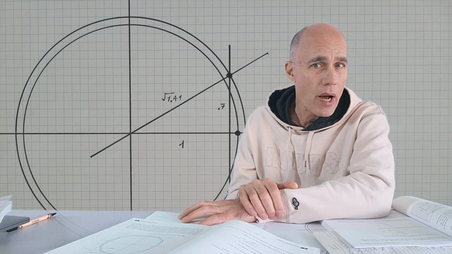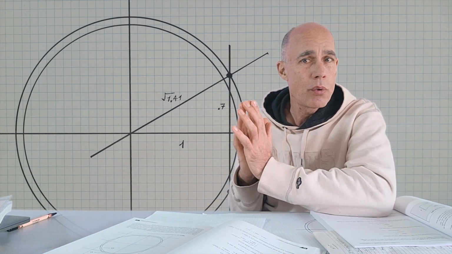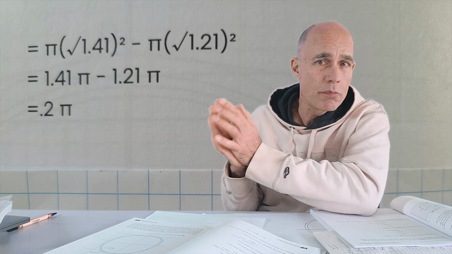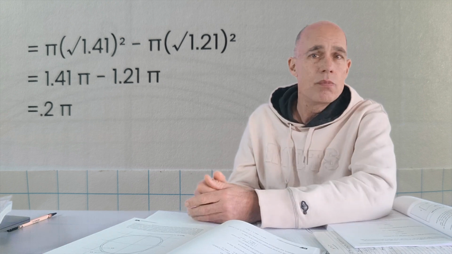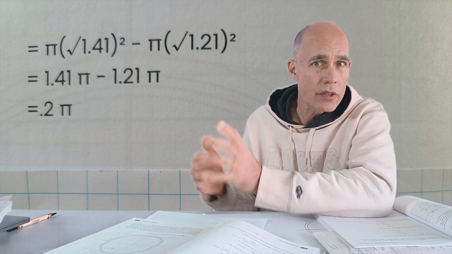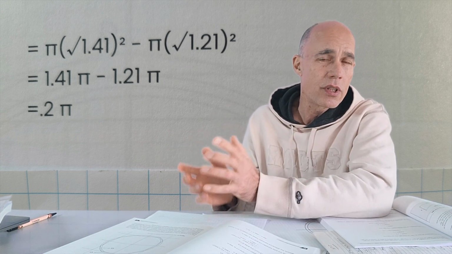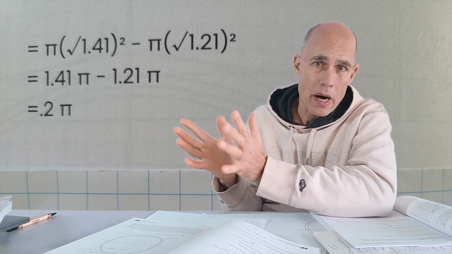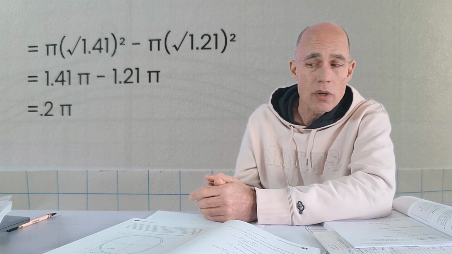So we're going to subtract 1.21 from 1.41, and we get 0.2. So with pi r squared, we square the square root, and it turns out that the area of that ring is 0.2 pi. So now we know.